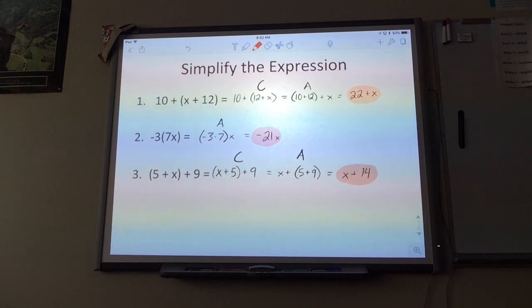Okay, so that's the associative and commutative property. Just make sure to read the directions. If they want you to simplify, simplify. If they don't want you to simplify, don't simplify.